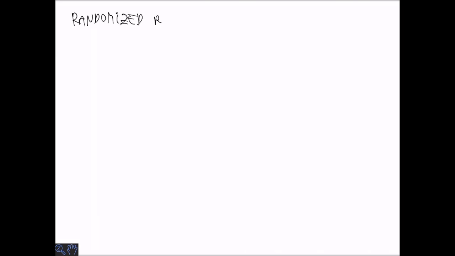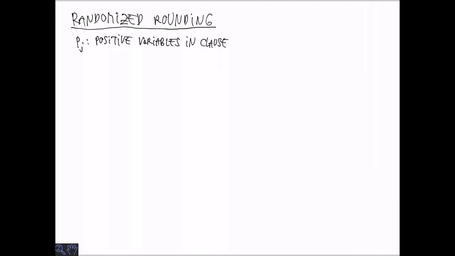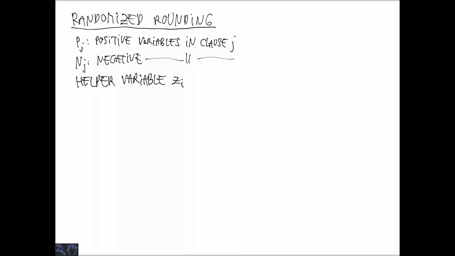Next, we're going to see how to improve on this baseline using randomized rounding of linear programs. So let's define Pj to be the set of positive literals or variables in clause j, and Nj to be the set of negative variables in clause j. And also we are going to introduce some helper variables to express the integer program. So Zj in {0, 1} will simply be the indicator variable saying whether clause j is satisfied.